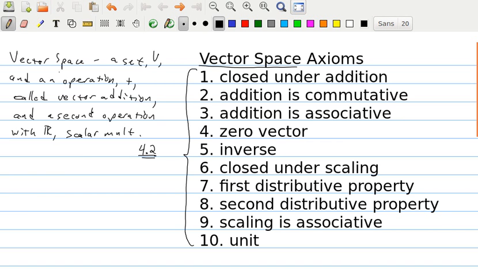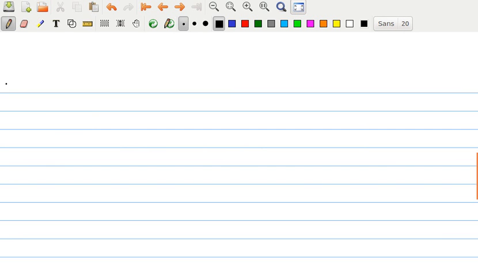To really get a feel for this, as I mentioned, a fairly abstract concept of vector space, it pays to see a couple of examples and a couple of non-examples. So this first example we're going to show all the details on. This is the set of polynomials. These are polynomials with real coefficients.